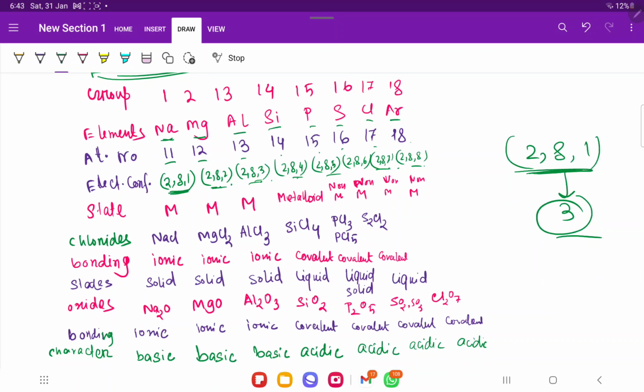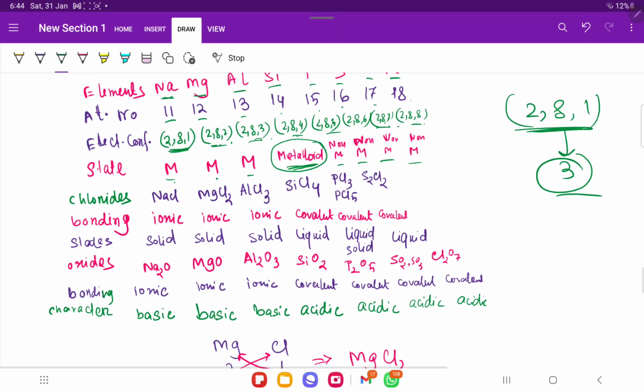Okay, now see the state. We know that in group 1 and group 2, basically metals are present. So sodium is a metal, magnesium is a metal, aluminium is a metal, and silicon basically comes in the group of metalloids. Okay, silicon is basically a metalloid. Then phosphorus is a non-metal, sulfur is a non-metal, chlorine is a non-metal, and argon is an inert gas.